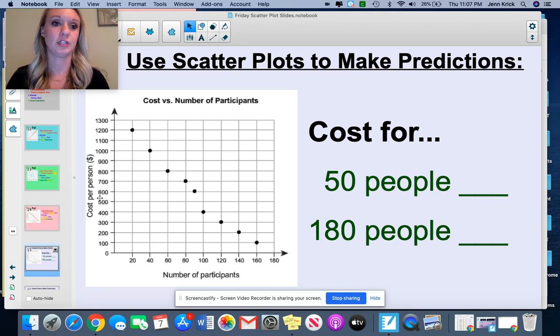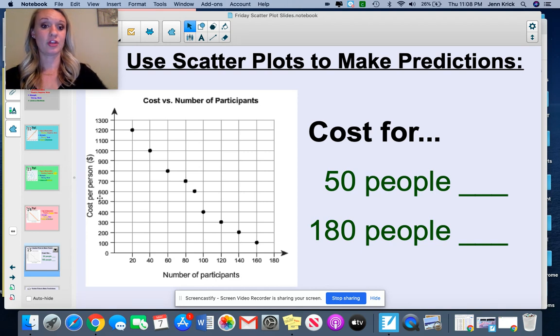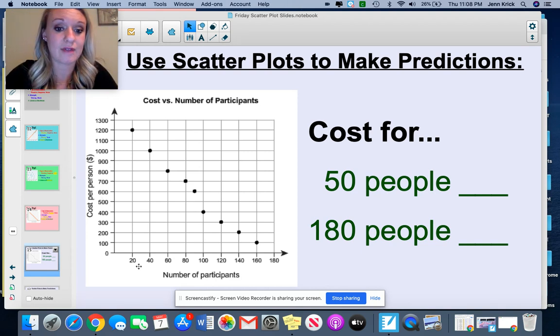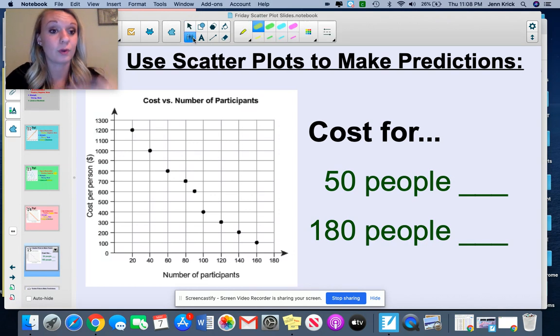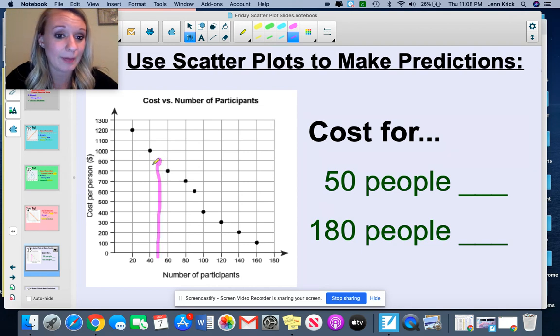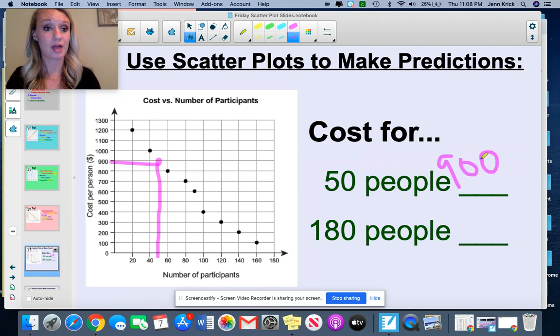Think about if you're buying t-shirts, like you're on a sports team. If you buy 5 t-shirts, maybe it's $20 a shirt, but if you were to buy like 100 in bulk, the cost goes down. So in this graph, as the number of participants increases, the cost per person goes down. Now, if I asked you to predict the cost for 50 people, find where 50 participants is right here, and you can trace it up to where you think that dot would be. Do you see how it's right at about 900? So if I was making a prediction, I would say that would be about $900.